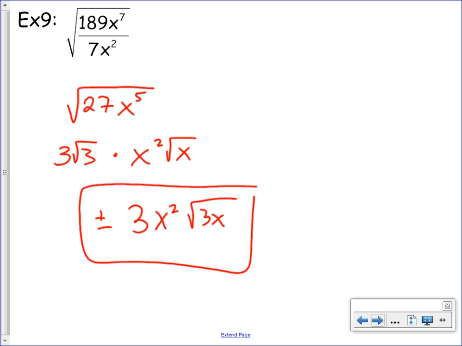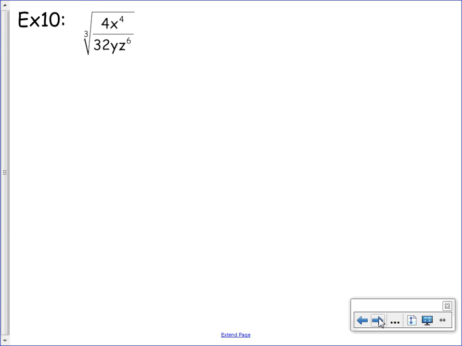Okay. Last one. Finally. There you go. 4 over 32. Is it 1/4 or 1/8? So the 4 over 32 is going to be 1 over 8. The x to the 4 stays at the top. There's a y and a z to the 6 at the bottom.